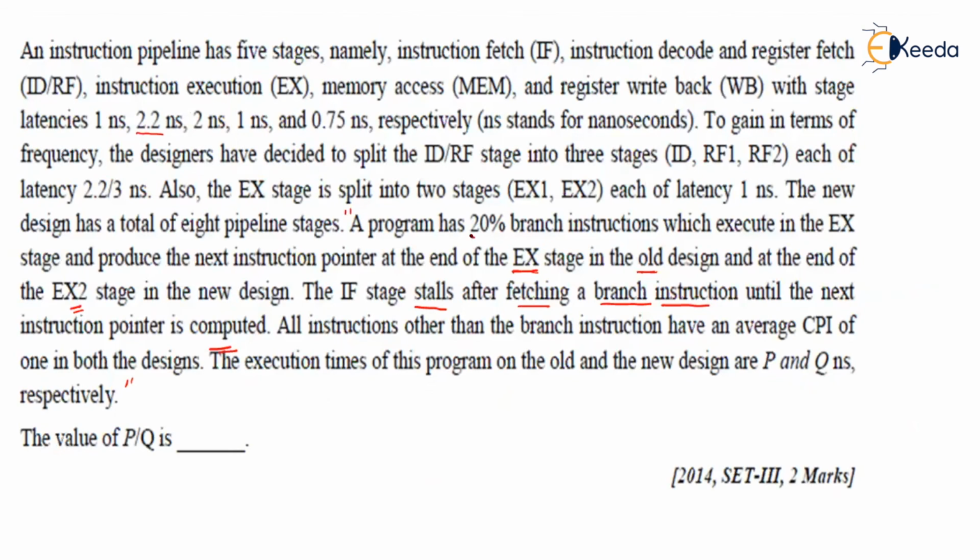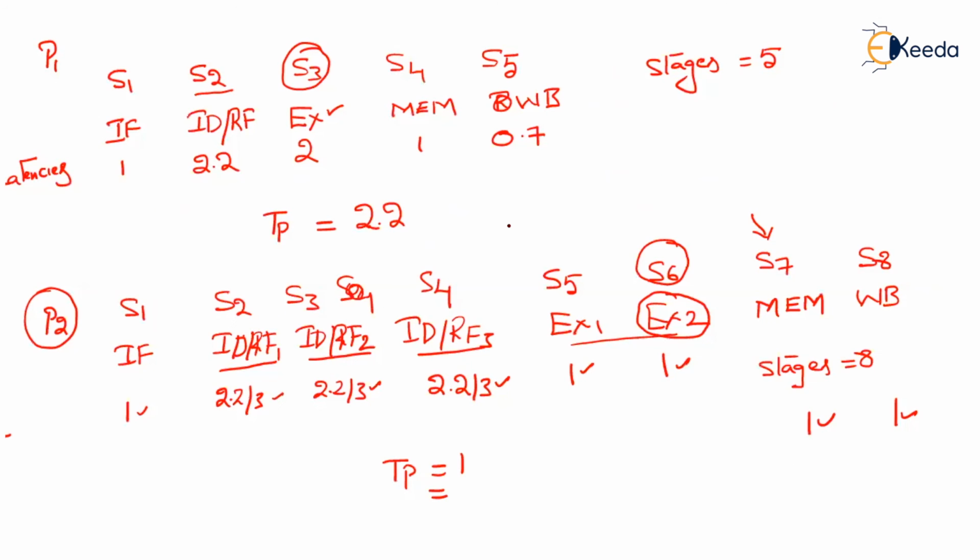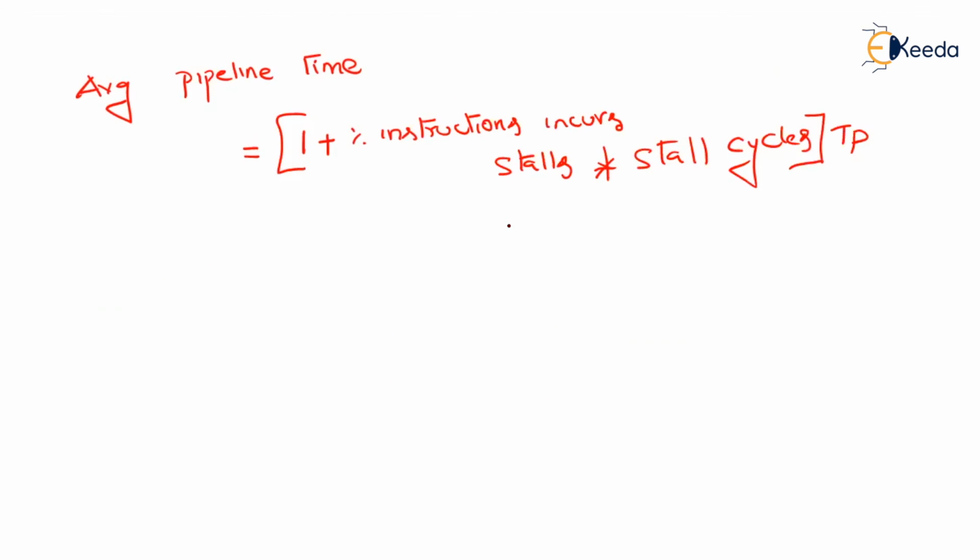A program has 20% branch instructions. 20% branch instructions means all the branch instructions will need the stall cycles. All the instructions that are next to branch instructions will be halted. They will take some stall cycles. So 20% of the instructions will be halted, so 20% of the instructions are going to give you a stall cycle, and the number of stall cycles is equal to 2 in the first case, right?